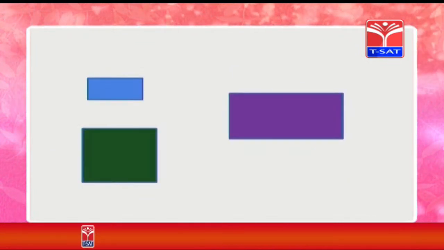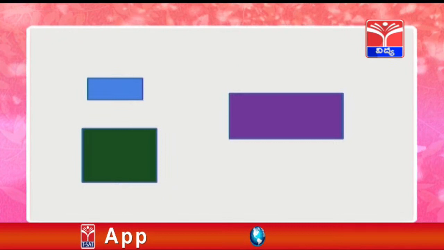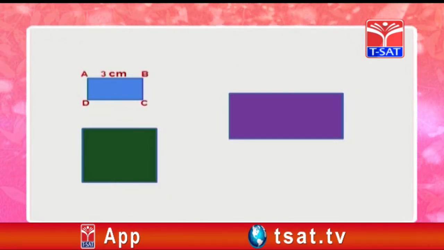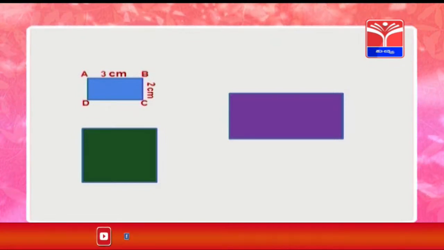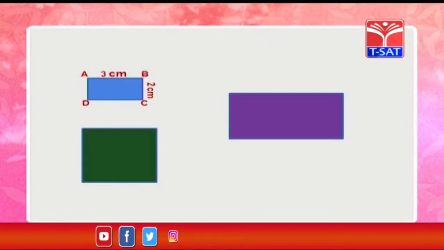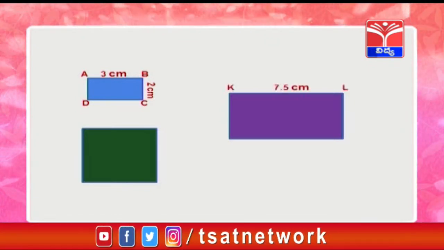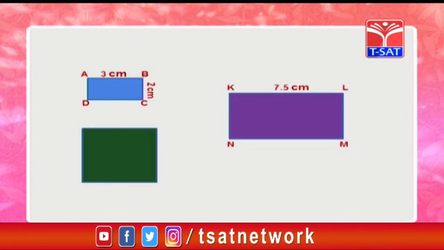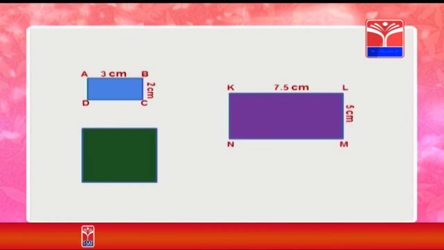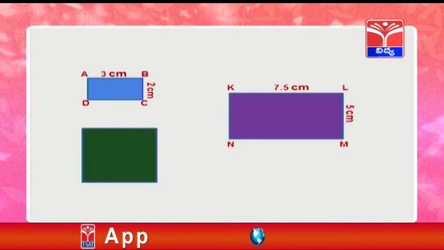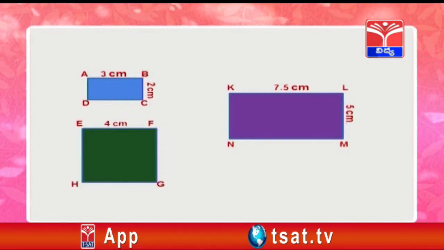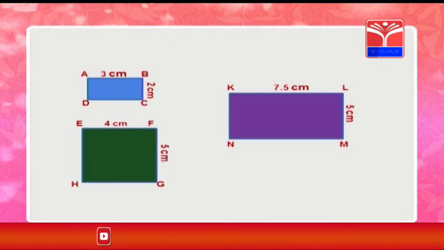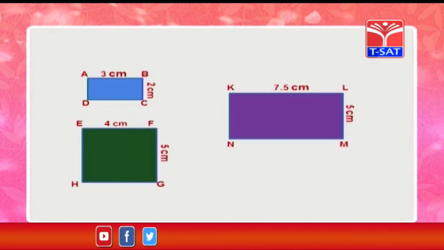Now, observe the rectangles on the screen, children. You have three rectangles. You have rectangle ABCD, where the length AB is 3 centimeters and BC is 2 centimeters. You have the bigger rectangle, length of it is 7.5 centimeters and the breadth LM is 5 centimeters. You can observe the third rectangle, EF is 4 centimeters and FG is given as 5 centimeters.